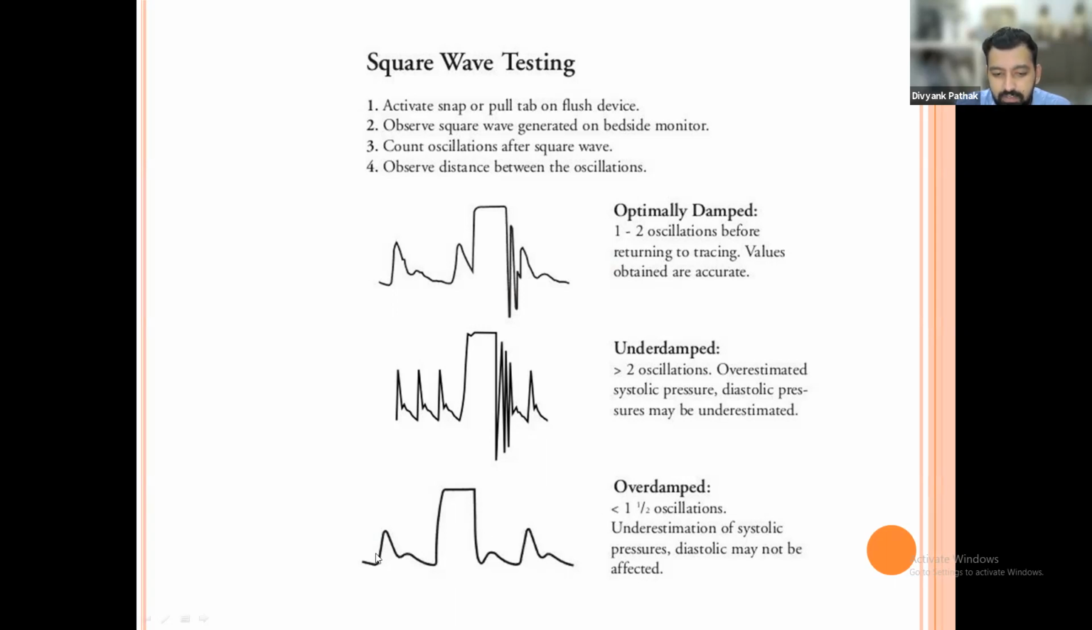But if it is overdampened, the system is very much dampened, then the oscillations will not be many. You can see there is only a slight one here or there, not even one complete oscillation. One complete oscillation must be like this, but it's not even completing one oscillation. So with less than one oscillation, it is overdampened.